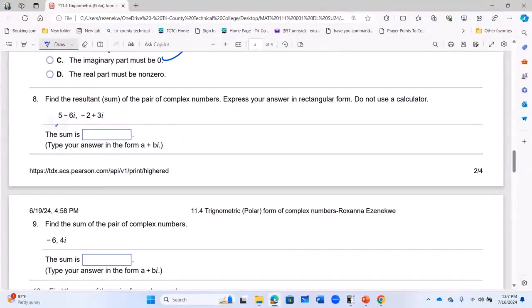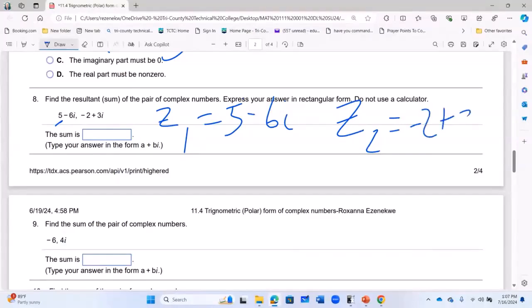The complex number Z1 is equal to 5 minus 6i. Complex number Z2 is negative 2 plus 3i. Then they told me to find the resultant, so Z1 plus Z2. That's what they told me to do.